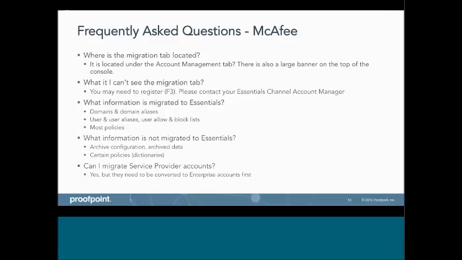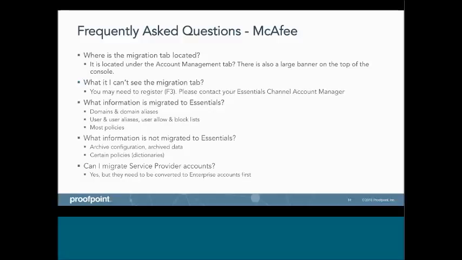There are lots of questions that come in around what's migrated and what's not. So I wanted to just repeat on this one and make sure everyone knows what we migrate. This will give you an idea of what additional steps you would require after migration. The key information is migrated: the company information, domains, domain aliases, where those domains are routed to, user aliases, and user allow and block lists, all brought over. I say most policies.